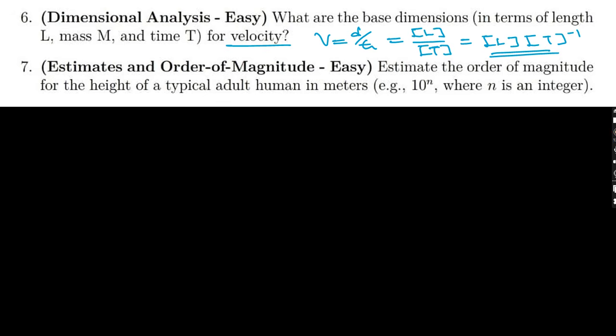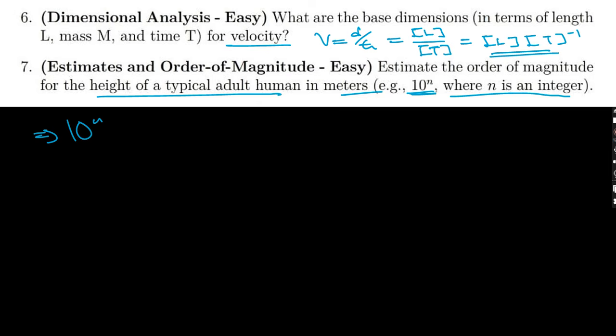What about question 7? Question 7 is asking us to estimate. This is on estimation and order of magnitude. Estimate the order of magnitude for the height of a typical adult in meters. We have even been given the hint. That's why I'm saying this is simple, because in an exam you can't be given this. They're telling you that the order of magnitude should be in this form. Like I was telling you, the order of magnitude is in the form of a power of 10.